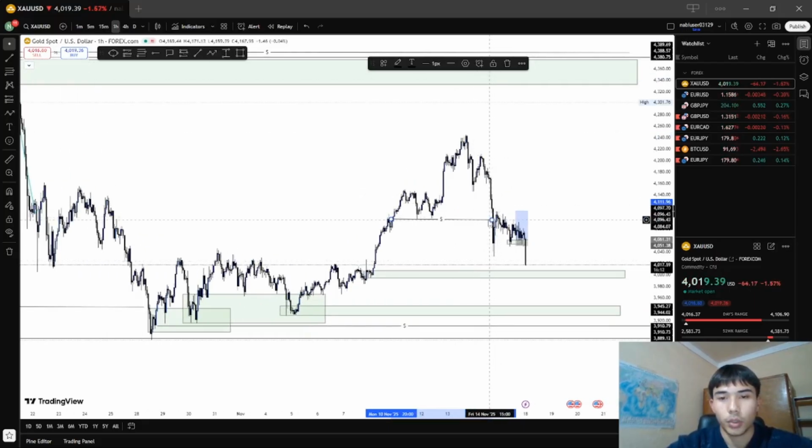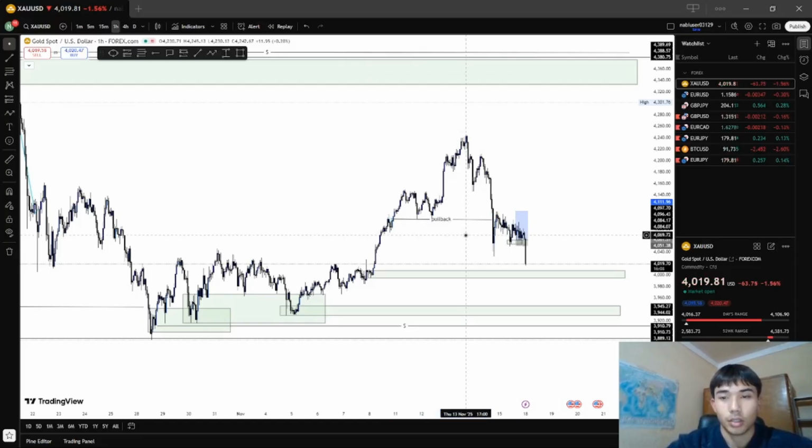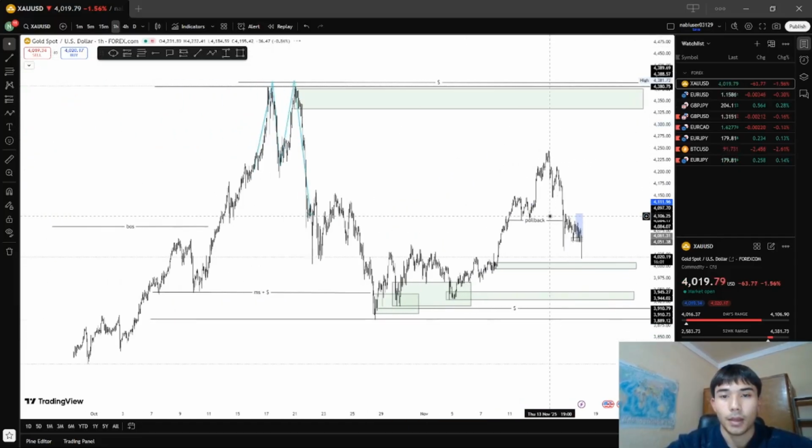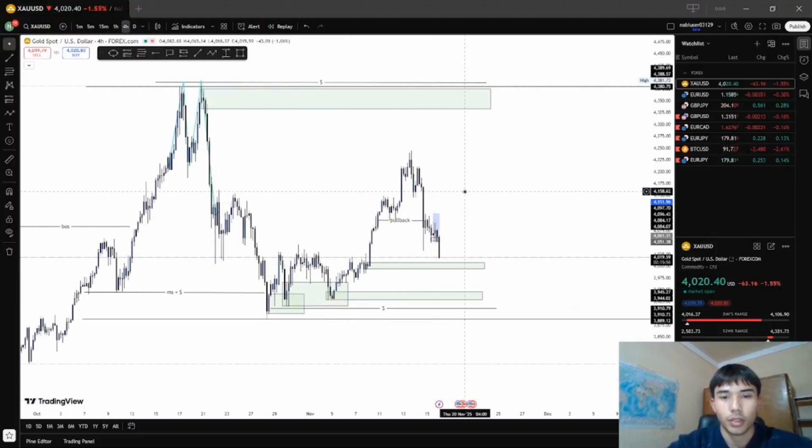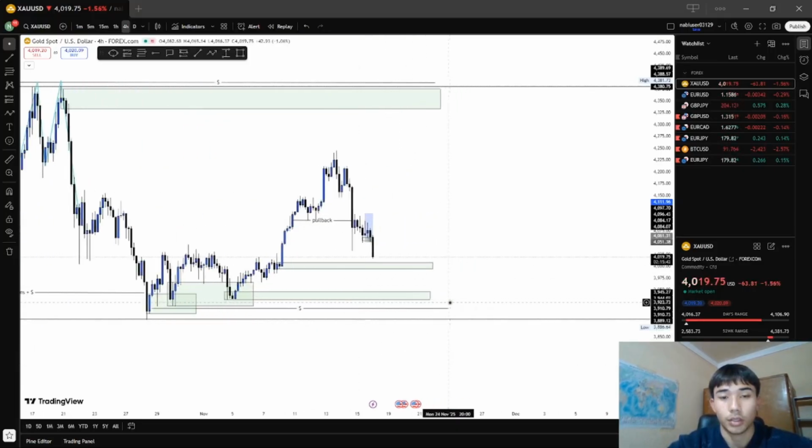It's not even a liquidity sweep. It is actually a pullback, because we see the price is pulling back to the demand zone, because we have two demand zones respected, and we're expecting the next two of these levels to get respected.